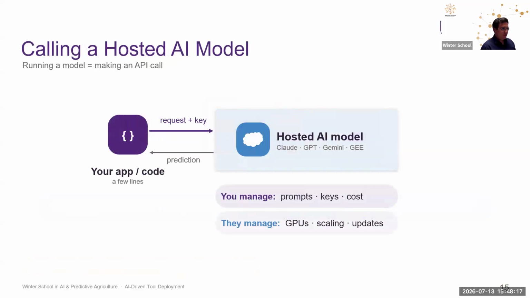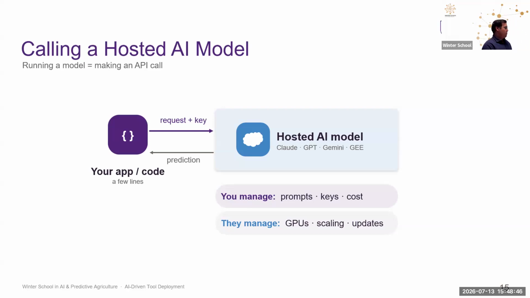So one way that you can interact with an API is using a hosted AI model, which we have seen quite a bit today. If, for example, you have your code, your app running on your local machine, maybe you have an API key, right? And then you're asking Claude, GPT, Gemini, or Google Earth Engine to solve a request, and then you get a prediction back, right? So that process there is using an API.